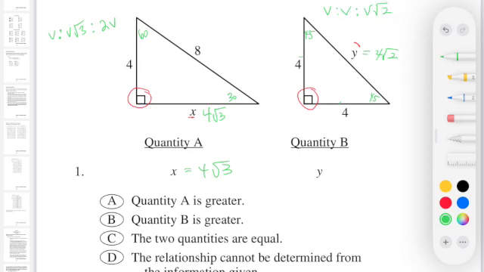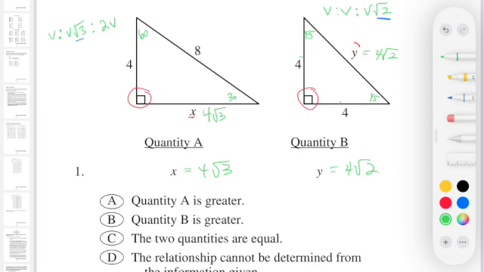V root 2. One trick I'll say, the way I remember the difference, because they both have a square root, one is root 3, one is root 2: in a 30, 60, 90, there are 3 types of angles and 3 types of sides, so it has a root 3. And in a 45, 45, 90, there are only 2 types of angles and 2 types of sides, so it has a root 2. Anyways, let's put our y equals 4 root 2.